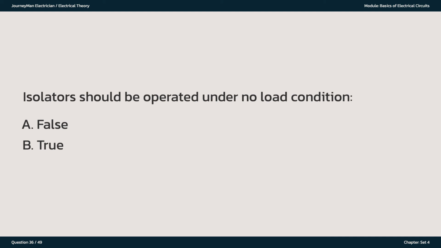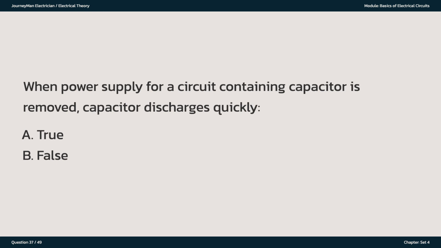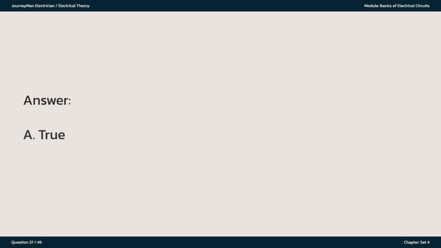Isolators should be operated under no load condition. A. False. B. True. The answer is B. True. When power supply for a circuit containing capacitor is removed, capacitor discharges quickly. A. True. B. False. The answer is A. True.